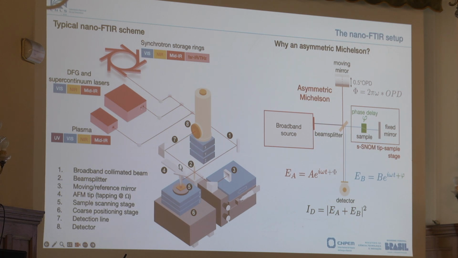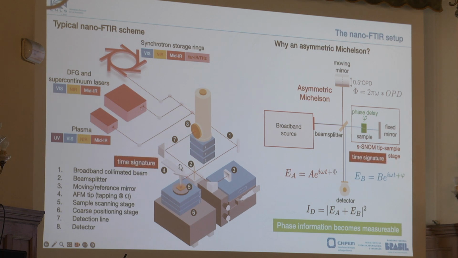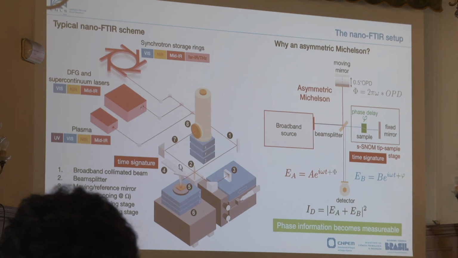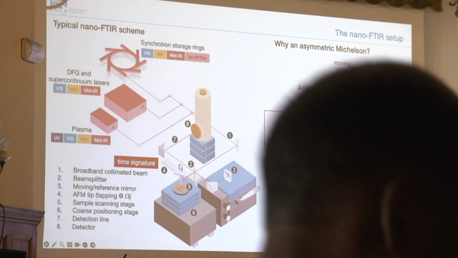The asymmetric interferometer that we use in SNOM is more or less like this. You have it now like this, right? And the point here is that an asymmetric interferometer gives access to this phase information. It doesn't mean that it's enough to measure the phase, but it's a requirement. When you add the time signature in the tip, you can actually get this phase information, right?